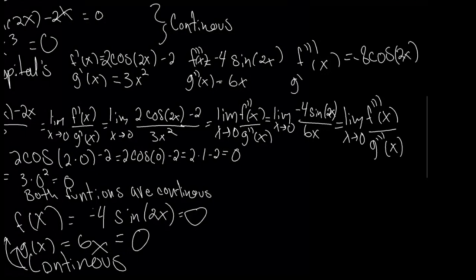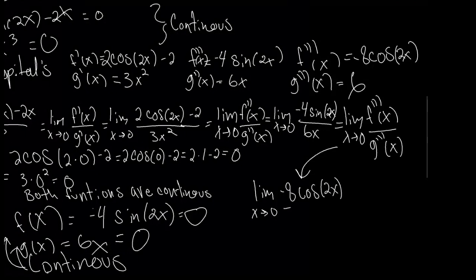And we can find g triple prime of x is going to be 6. We're going to bring this down just because we're running out of room. So we have the limit as x approaches 0 of negative 8 cosine of 2x all over 6. And now we can plug in 0 for x. So negative 8 cosine of 2 times 0 over 6.